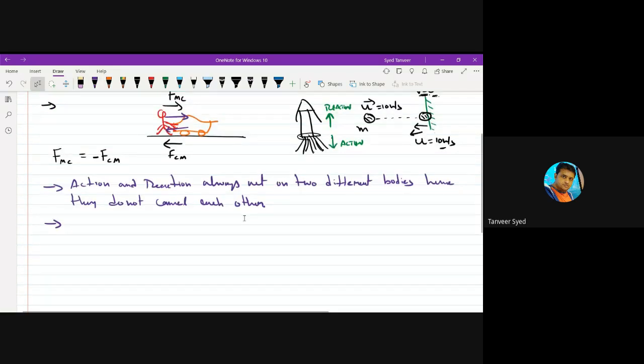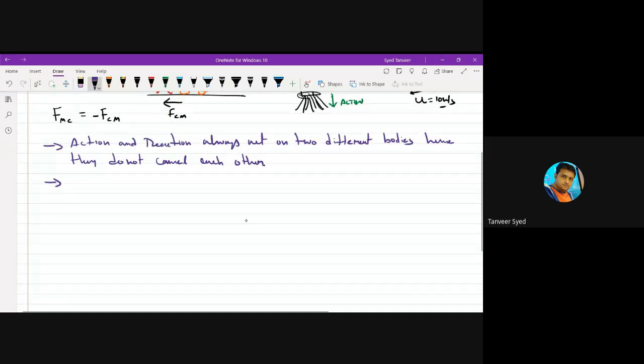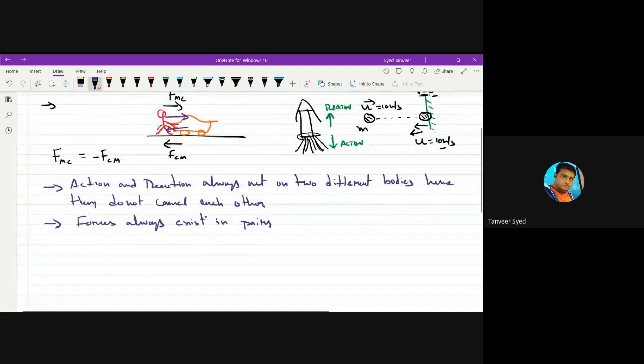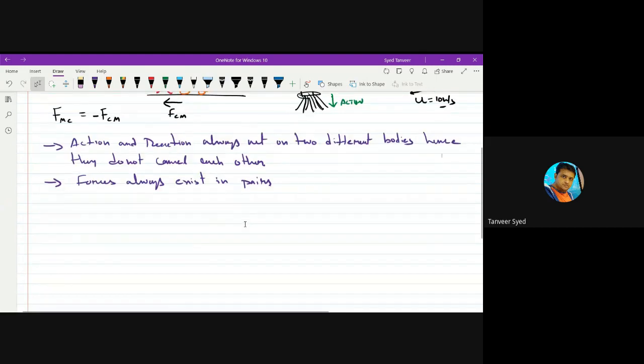Next, another point is, from this we get one important conclusion. Forces always exist in pairs. Hence, they do not cancel each other. So forces always exist in pairs. A single isolated force is not possible.